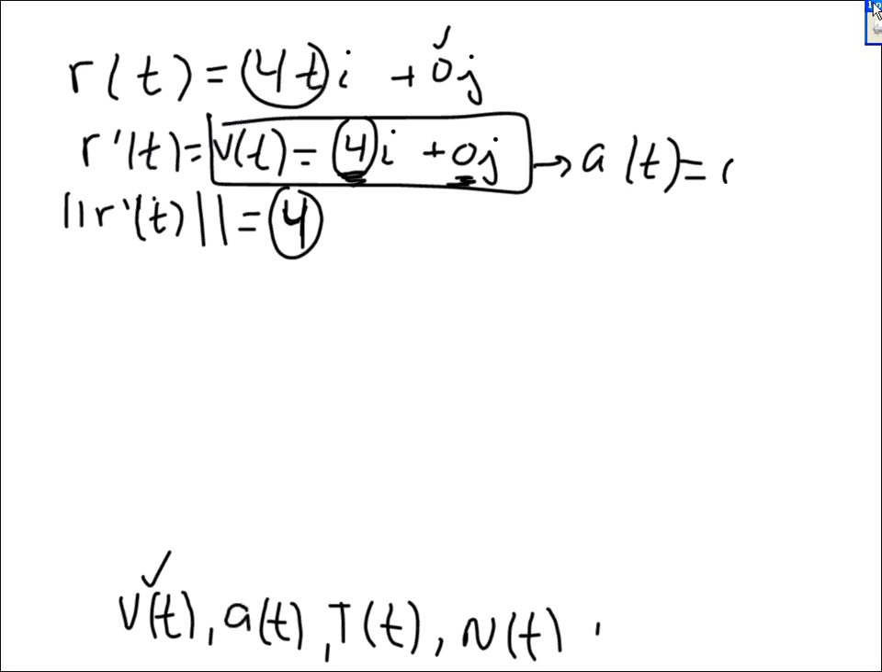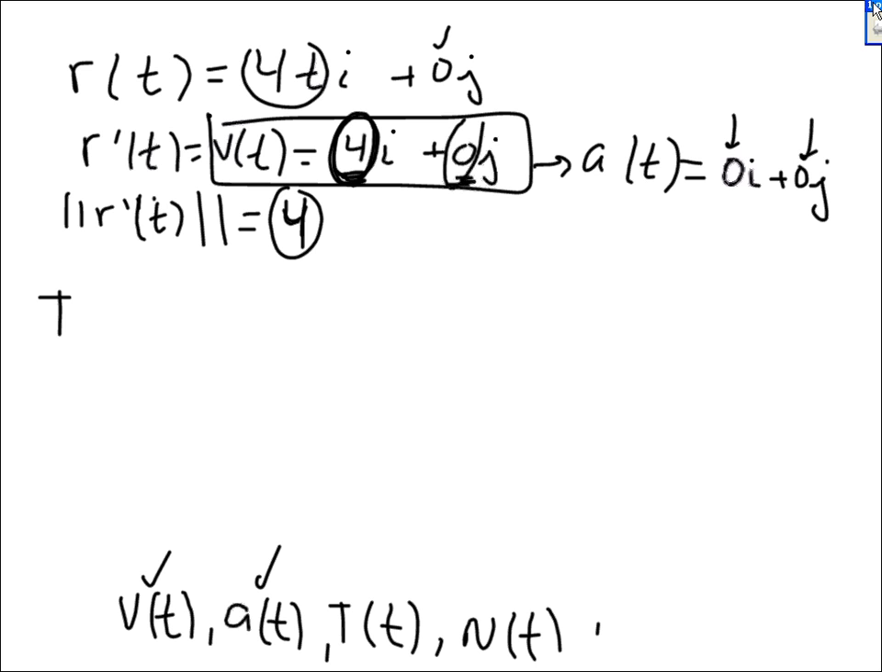The acceleration, which measures the change in the velocity, is going to be the zero vector, 0i plus 0j. If you'd rather, you can take the derivative. The derivative of 4 is 0, and plus the derivative of 0 is 0. Okay, so we found a of t.